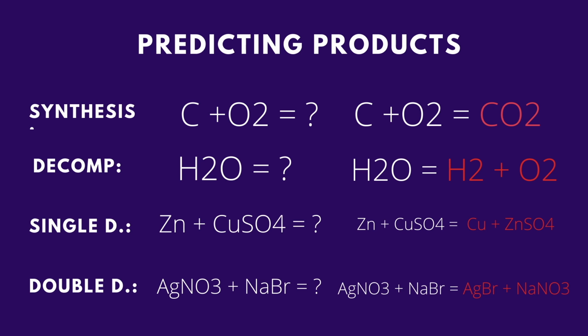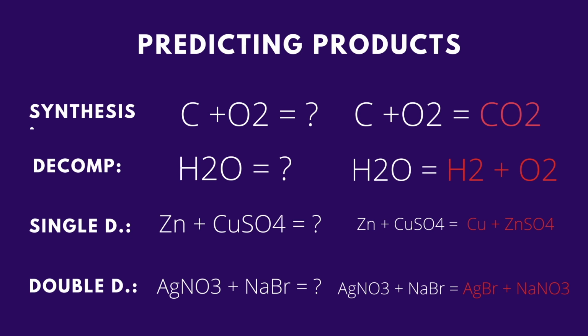For a single displacement, we have an element, which is zinc, and we have a compound, which is copper sulfate. And we know that the elements are going to switch places with each other, which makes copper be alone. So we have copper alone, and then zinc switches with copper. So now we have zinc sulfate instead of copper sulfate. So the products as a final are just copper plus zinc sulfate.